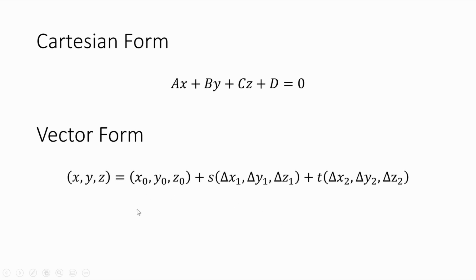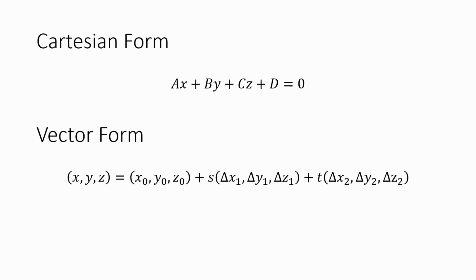The vector form of a plane looks a little more complicated. It's basically the set of points x, y, z that can be expressed as one starting point plus a combination of two direction vectors. So here, this is direction vector 1 and this is direction vector 2. Remember, we need two vectors to span a plane, so that's why there are two direction vectors in the vector equation of a plane.